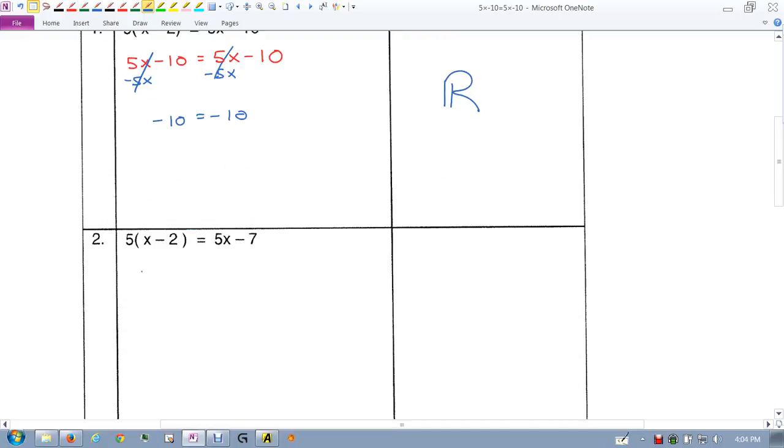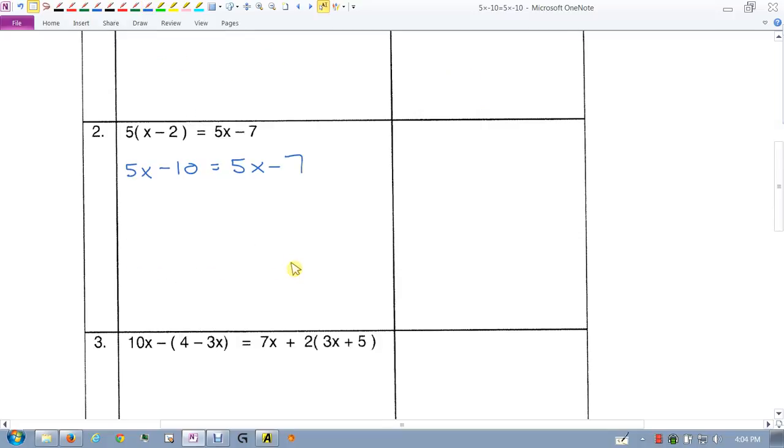How about the next one? 5x minus 10 equals 5x minus 7. So we subtract 5x on both sides again. -10 equals -7. That's a contradiction, right? And what's the solution set when you have a contradiction? Yes, the empty set.